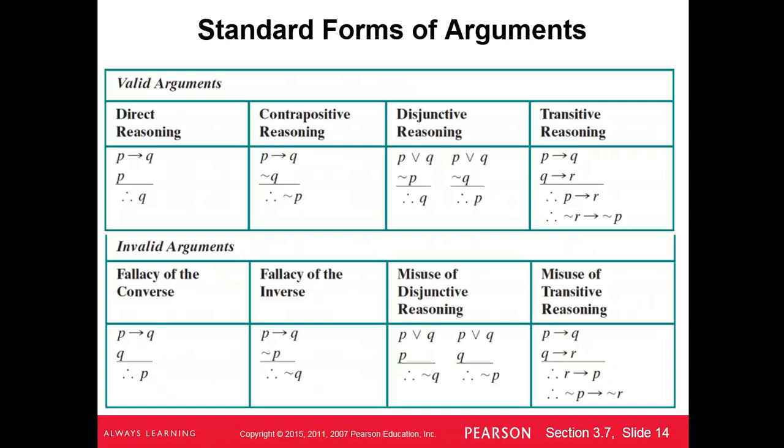Now, if you're like most students, you're probably thinking, oh, I have to do that for every single argument question. The answer is no. If you're fortunate enough to be able to put your argument into symbolic notation and match one of these forms, then you do not need to do a truth table. You can simply say, yes, it's valid because it looks like contrapositive reasoning. Or no, it's invalid because it's a misuse of disjunctive reasoning. If you can write your argument into the notation form that matches one of these 8 cases, then you can simply say whether it's valid or invalid and why.